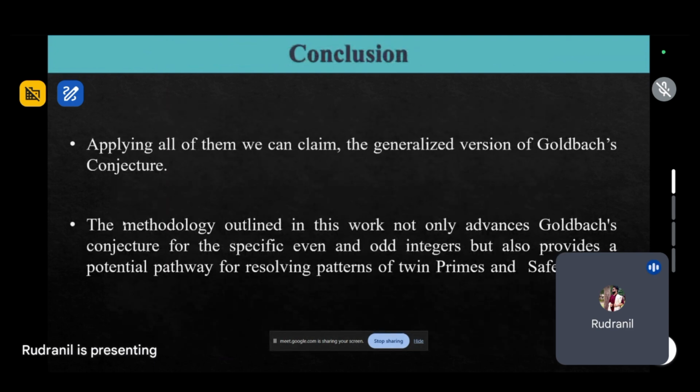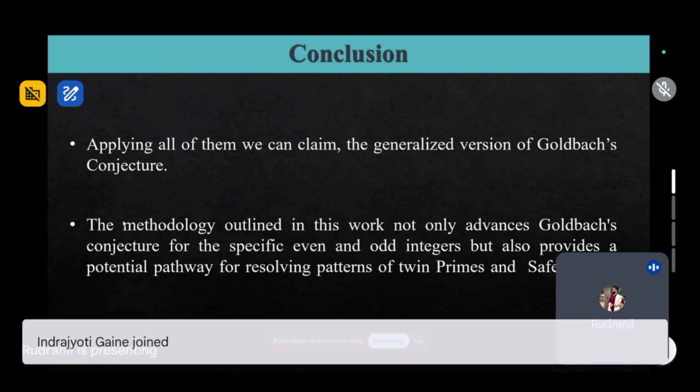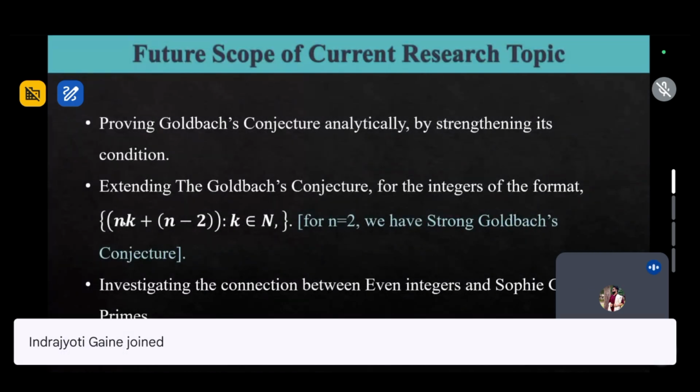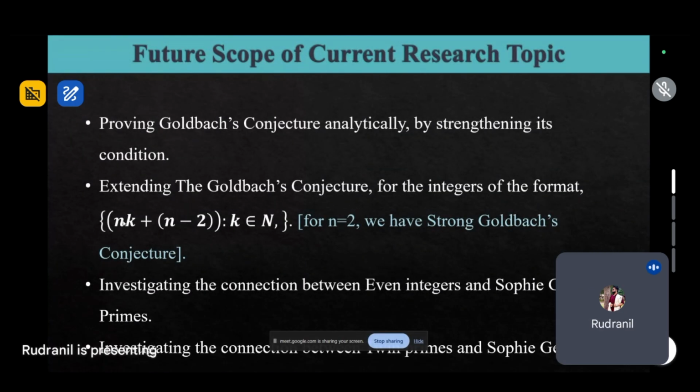So this is the conclusion of our research work: applying all of them, we can claim the generalized version of the Goldbach conjecture. The methodology outlined in the work not only advances the Goldbach conjecture for the specific even and odd integers, but also provides a potential pathway for resolving patterns of twin primes and Sophie Germain primes in odd and even integers. So what about the future of our conjecture topic?